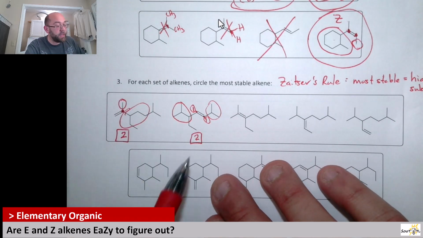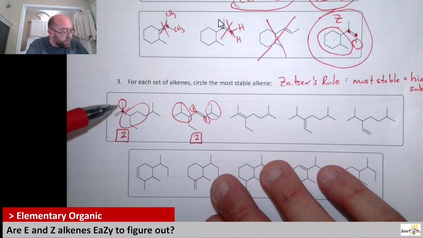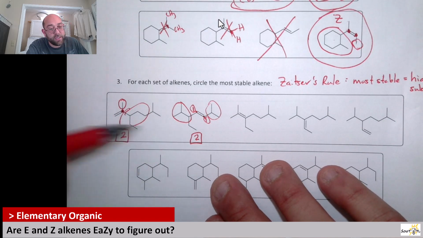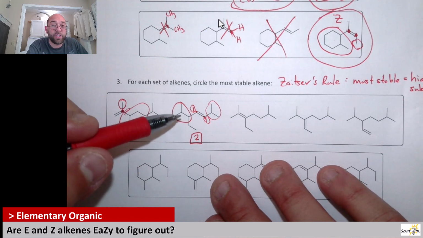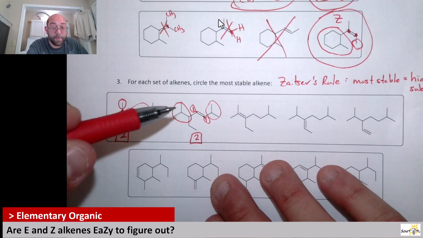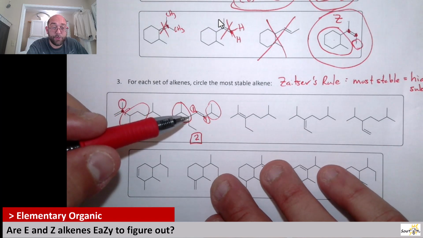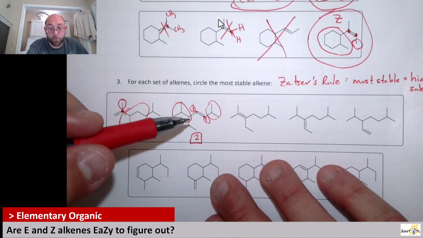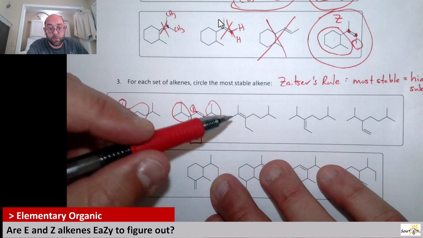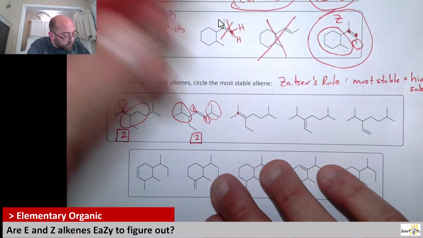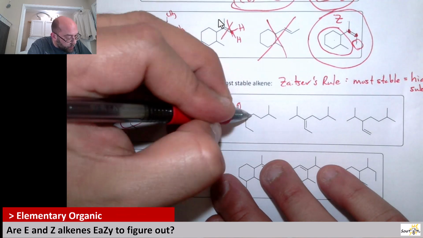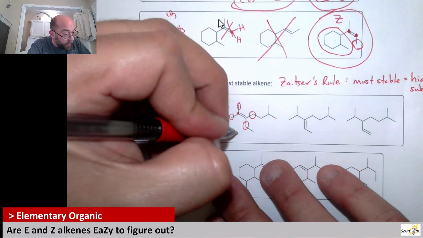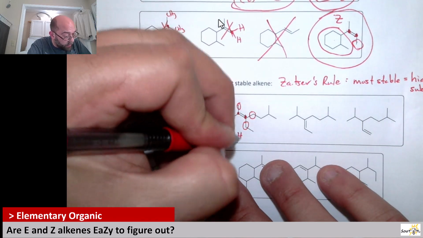Now technically, this one's trans, and then this one's disubstituted. So there is a difference in that stability. Trans is actually going to be the most stable. For disubstituted, cis is going to be the least stable. Okay, let's look at this one. So this guy has 1, 2, 3, 4. So that has a total of 4, right?